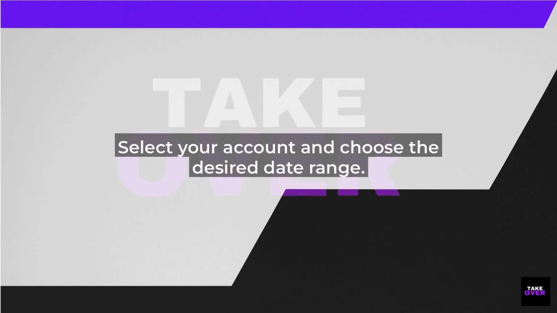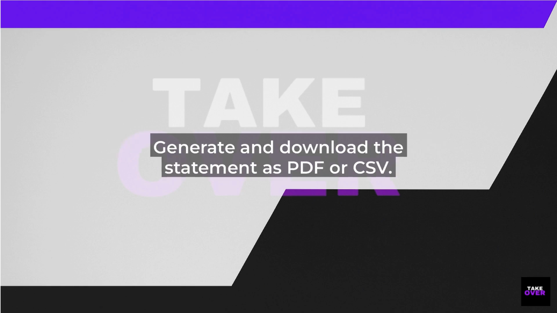Next, choose your date range. Monzo lets you customize this, so pick the period you're interested in, like the last month or the entire year. Hit Generate or Download, and voila! The app will prepare your statement as a PDF or CSV file. You can then email it to yourself or save it directly to your device.